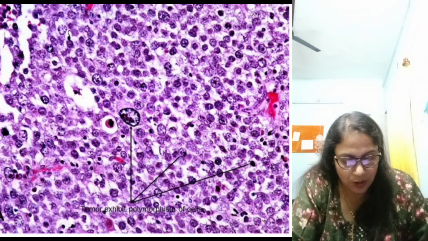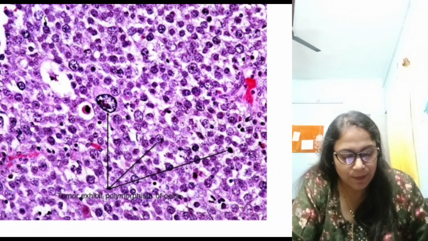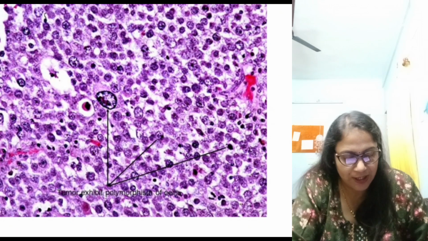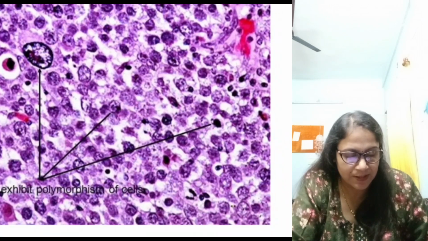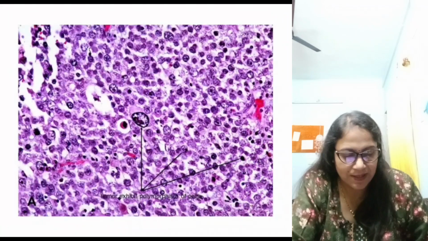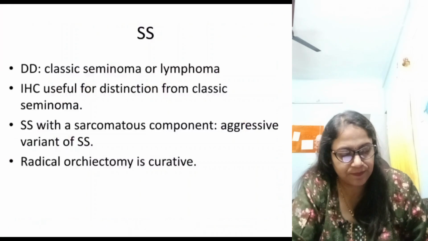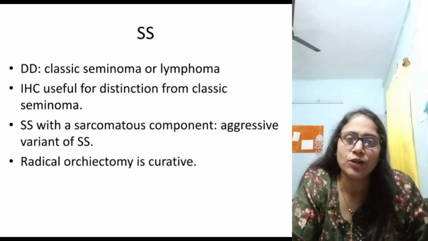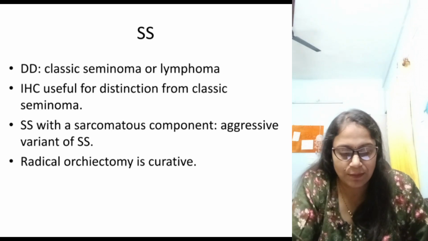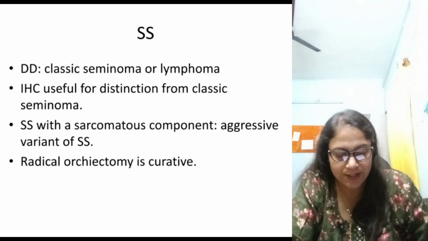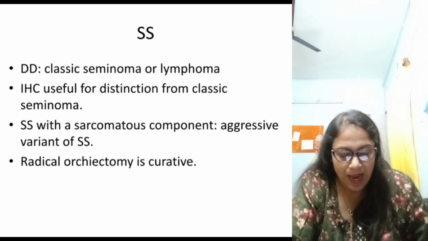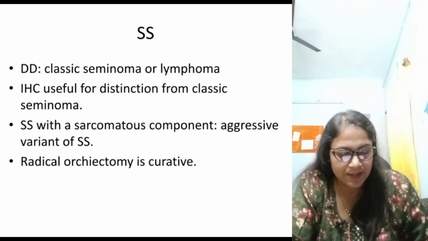So this is how it looks like. These are the spermatocytic seminomatous cells which exhibit pleomorphism. There is variation in shape and size of the tumor cells. A differential diagnosis of spermatocytic seminoma is classical seminoma. IHC is useful for distinction from classical seminoma, and radical orchiectomy is curative.